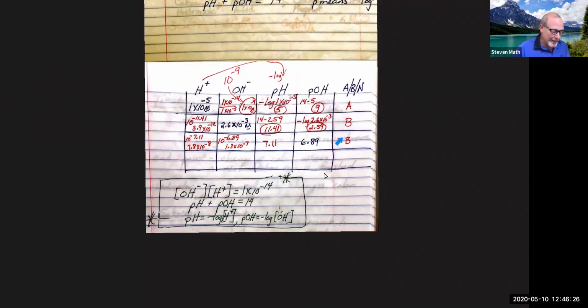Then I just take 10 to the x. That's just a button on your calculator. Right down there, I've got a 10 to the x button. Press 10 to the negative 7.11, and I'm going to get 7.8 times 10 to the negative 8th. And if I do 10 to the negative 6.89, that's going to give me 1.3 times 10 to the negative 7. These are just calculations.